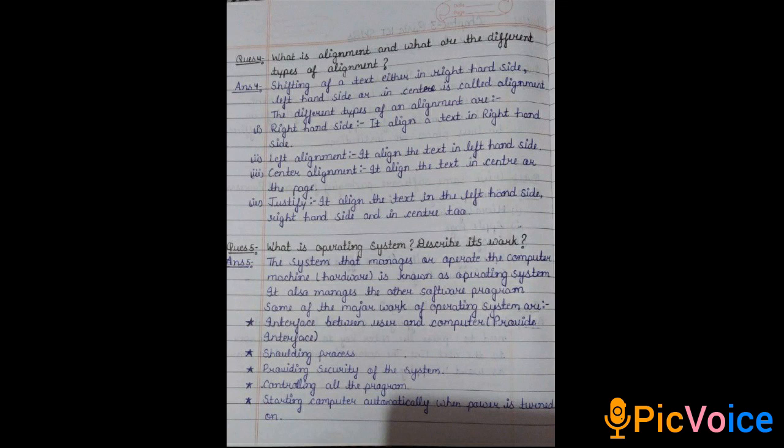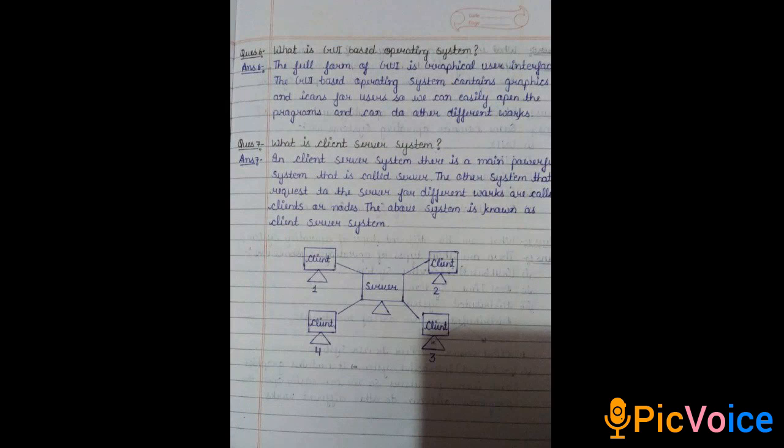Other works of the operating system are scheduling processes, providing the interface, security of the system, and controlling all the hardware devices and software. And starting the computer: when the computer starts, the operating system is automatically loaded into the memory, and the computer becomes ready for working. Otherwise, we cannot do any work without the operating system.